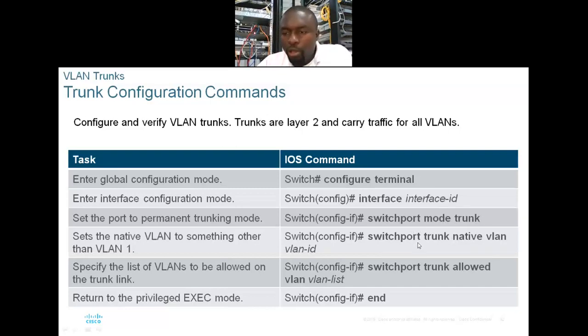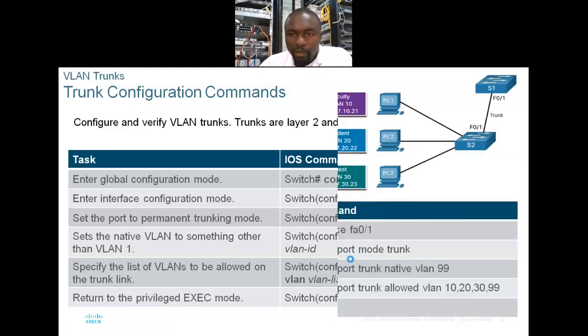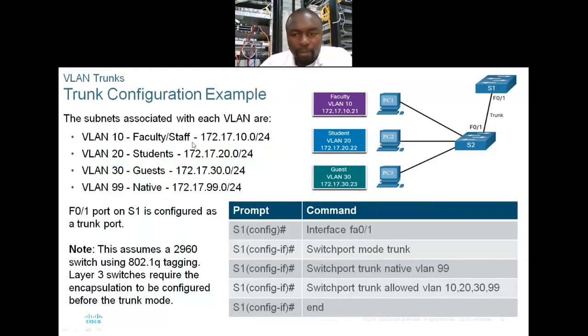Then switch port trunk native VLAN, then 99 or whatever VLAN we have configured as native. Then switch port trunk allowed VLAN, then you give the VLANs that you want to allow to pass their traffic through this particular trunk port. Okay, then you end. So this is an example of it. Look at this interface here between this switch and this switch.